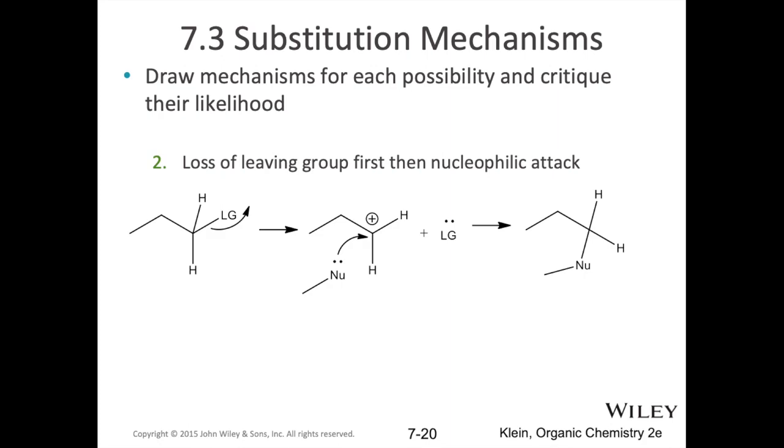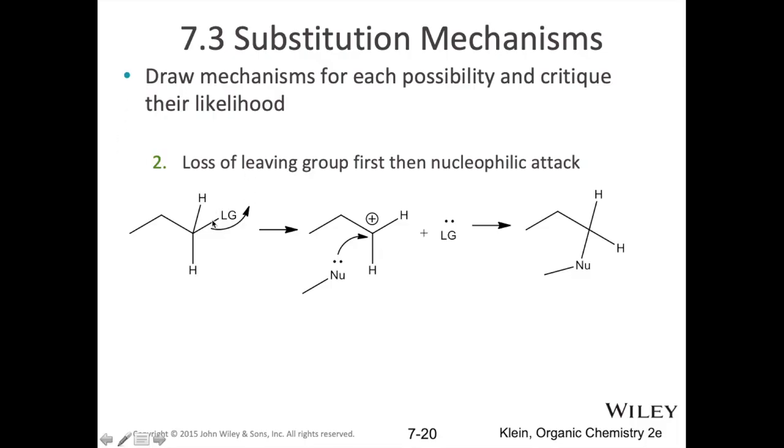So here we have a leaving group leaving first, followed by a nucleophilic attack on the subsequent carbocation. Here you can see you have your leaving group leave. Next you have your nucleophile attacking that carbocation, and there's the product we make. So this is possible, right? We have these two steps occurring.